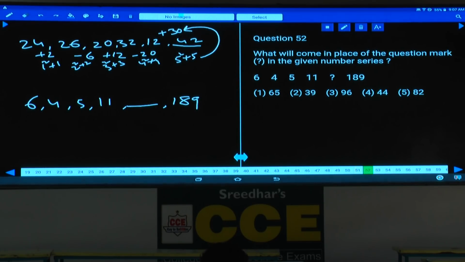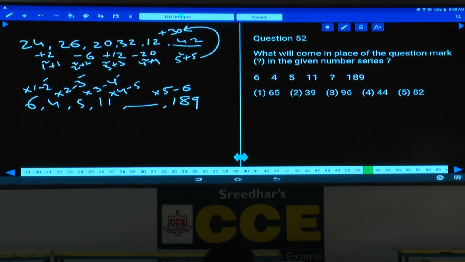Now 6 and 4, how to represent this one? 6 into 1, minus 2 is 4, and 4 and 5, tell me how to represent. 4 into 2 is 8 minus 3 is 5. And 5, 5 into 3, 15 minus 4 is 11. Now check out these multiplicands. Into 1, into 2, into 3. Next one is into 4. Next one must be into 5. And check out this one. Minus 2, minus 3, minus 4, minus 5. And next one, minus 6.